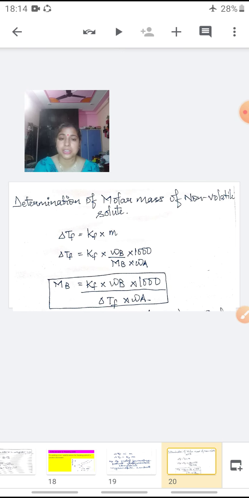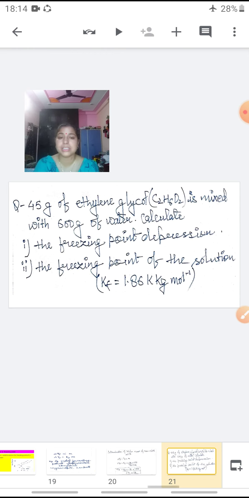Now children, on the basis of this formula, any numerical can come to you. I am giving you one question as a home assignment. I hope you will be able to solve this. It is a simple question. Just put the values in the formula. You will get to know the answer for this. Okay, now your third colligative property is also over. That is depression in freezing point.